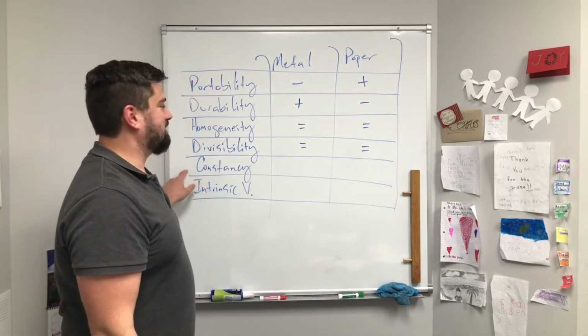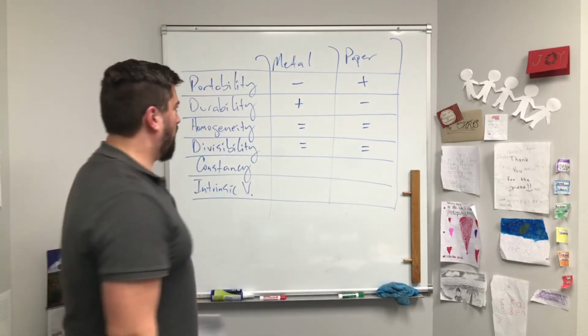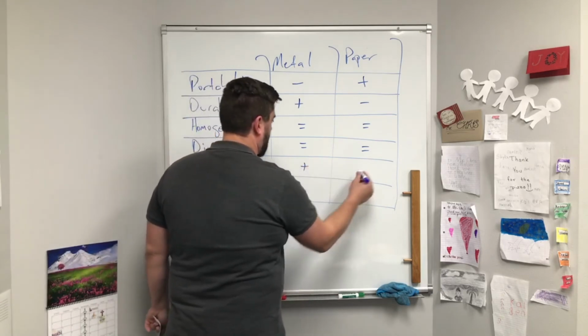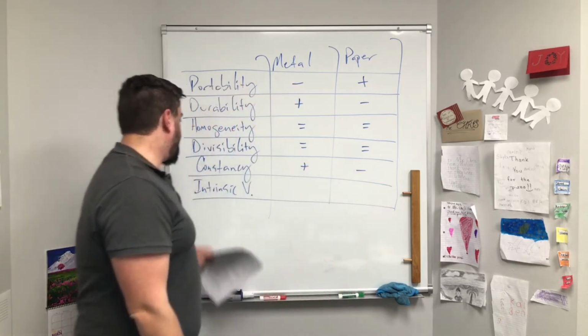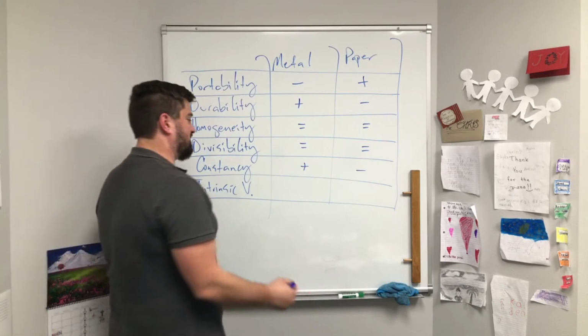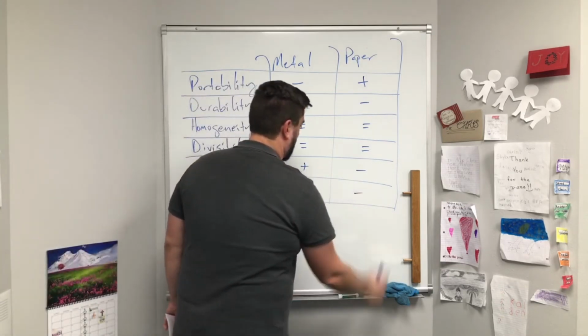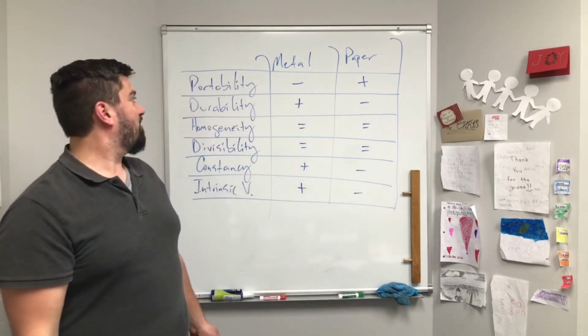Okay, how about constancy, holding on to its value? Well, in this case, metal is going to be quite a bit more constant than paper money. And then how about intrinsic value? Well, in this case, metal is going to be quite a bit more intrinsically valuable than paper.